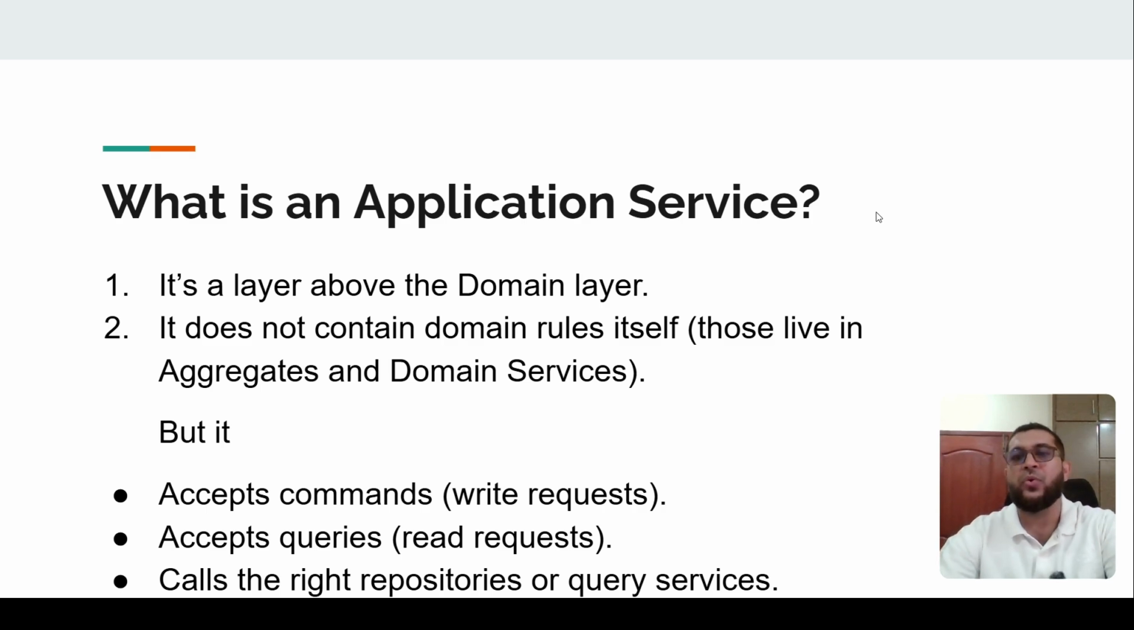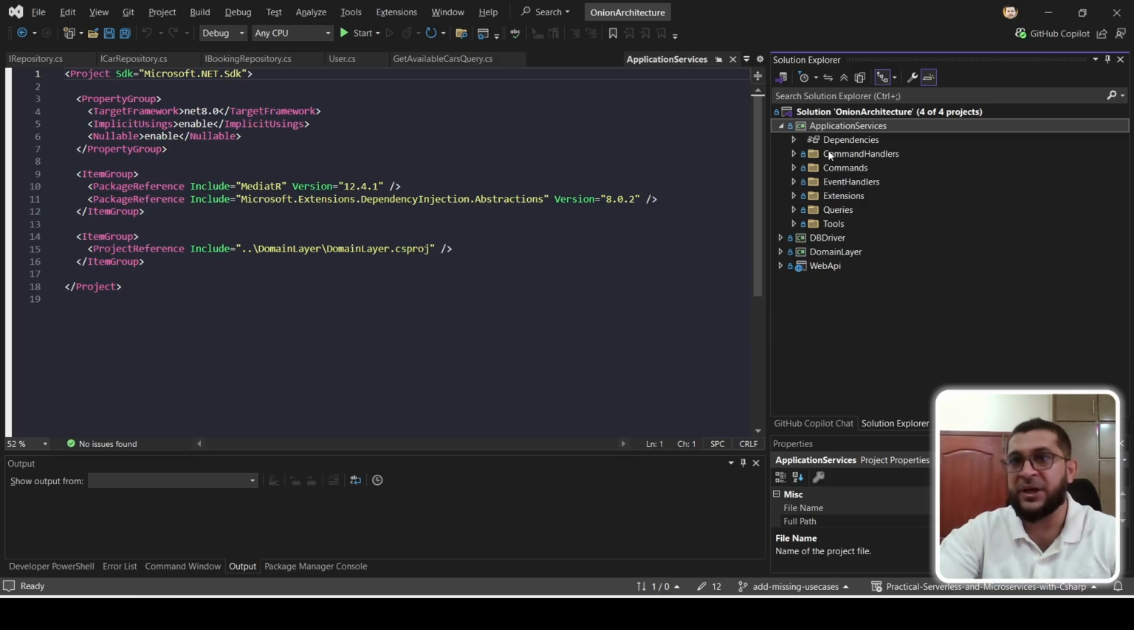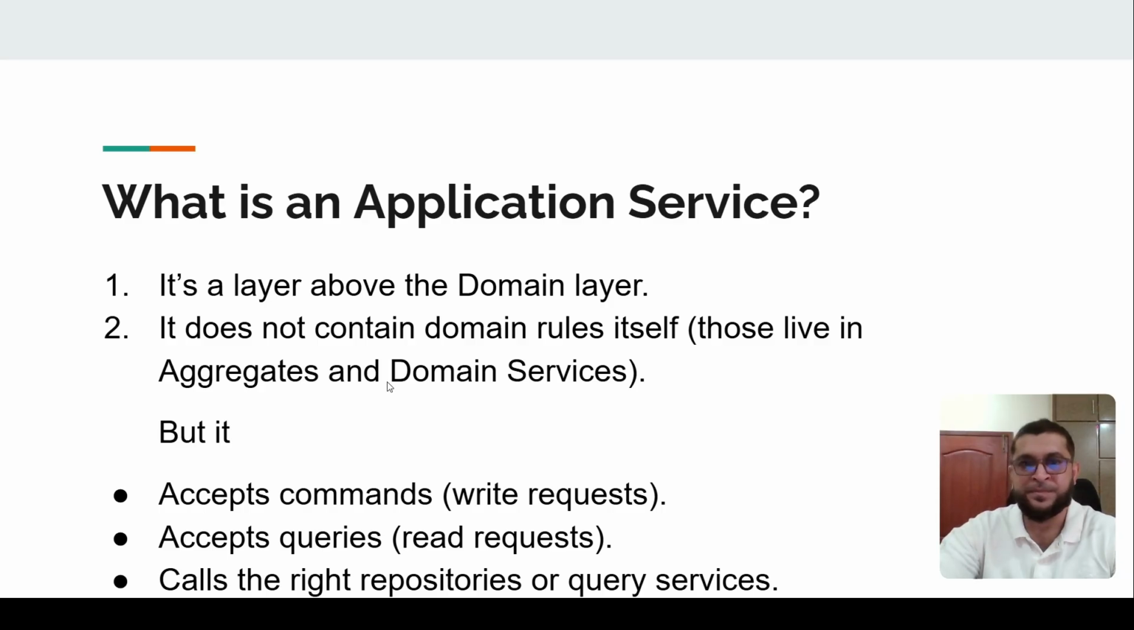It does not contain domain rules itself. For example, an order cannot be less than zero, something like when we add an item to the cart or place an order. This is one of the simple business rules, domain rules, and does not live in the application service, but in the aggregate and domain service. But it accepts commands and queries. You can see here it has the commands and the queries.